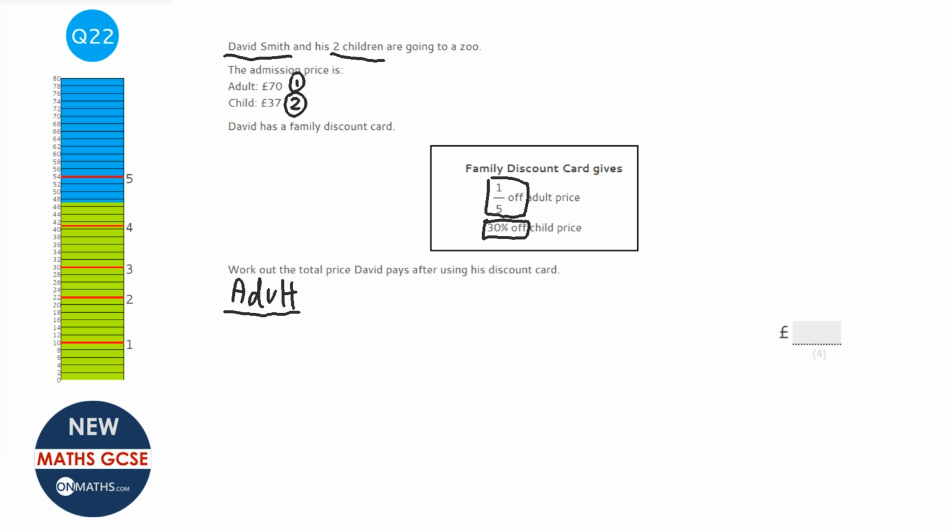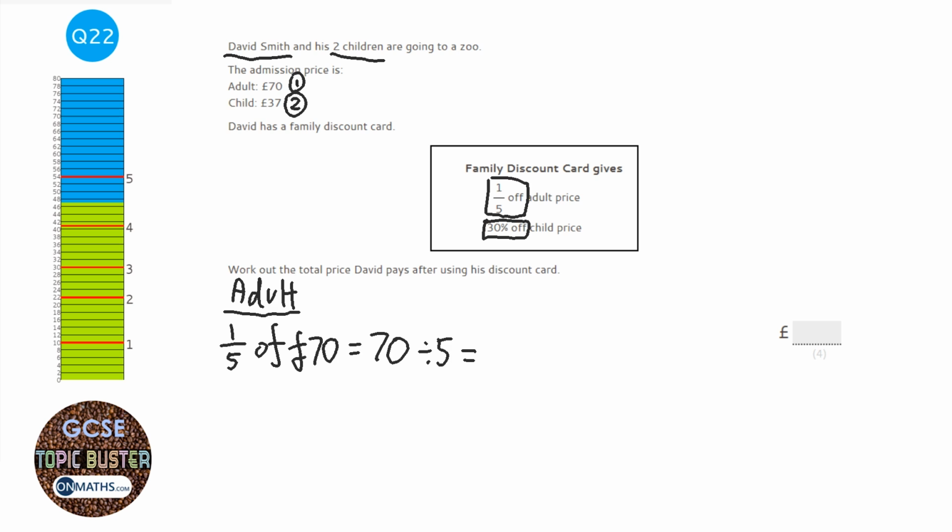So a 5th off. Well, first of all, let's work out a 5th of £70. So to work out a 5th, you can just divide 70 by 5. Now I know that 10 5s are 50 and 4 5s are 20, so that's going to be 14. So that's going to be £14 he gets off.